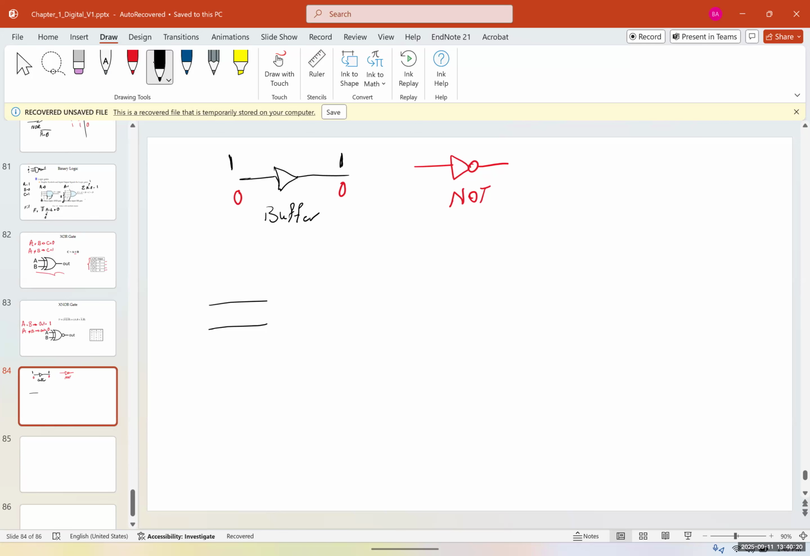Now for the first question, I have this gate, but I connect the inputs together and I give it to X. I want you to draw the truth table for this. For X, the input, and Z, the output.